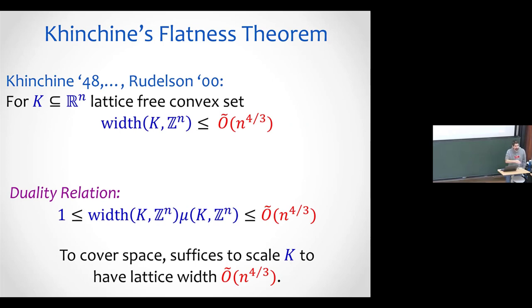Now, the highly non-trivial thing is that there is in fact an upper bound on this duality relation. This is completely equivalent to the flatness theorem that people may have heard of previously, which is that if I have a lattice-free convex set, then its lattice width is upper bounded by a function that depends only on dimension. The best function that we have so far is n to the 4/3, which is polynomial in n. That was given by Rudelson. It turns out to be exactly equivalent to an upper bound in this duality relation. So the covering radius is controlled by the width within a factor of roughly n to the 4/3.